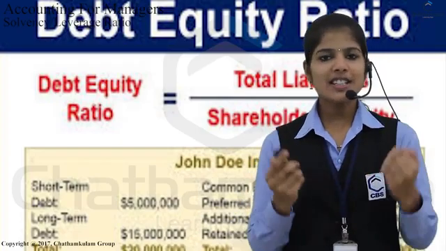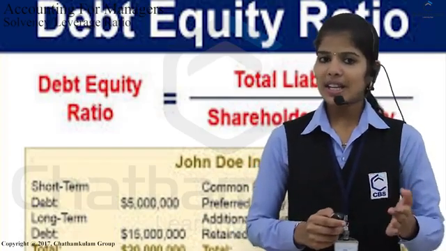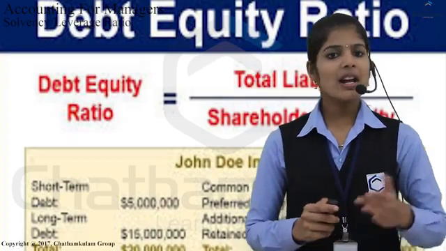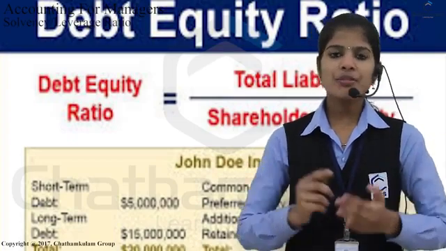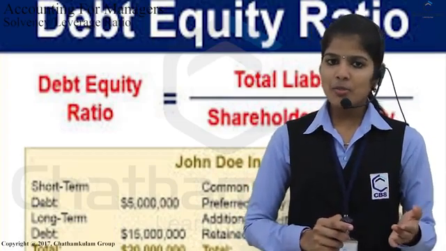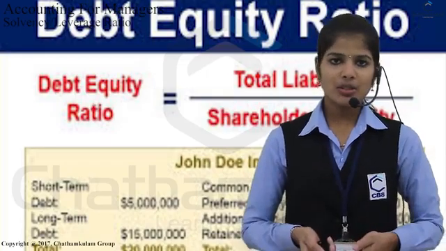It's also indicated by its name. A high ratio indicates that the claims of creditors are higher as compared to the owners' funds. A low debt-equity ratio may result in higher claims of equity.